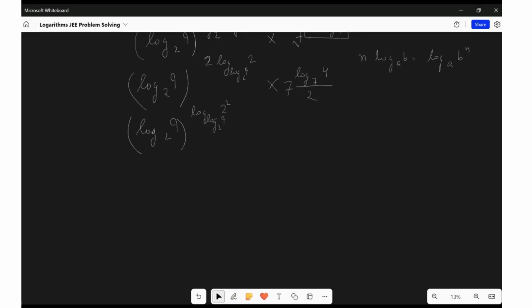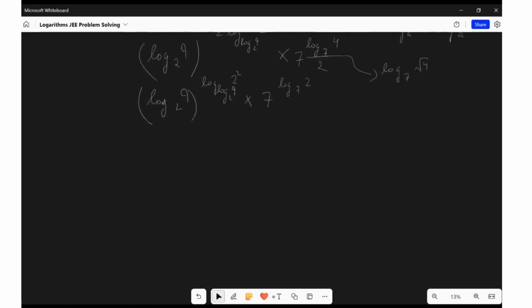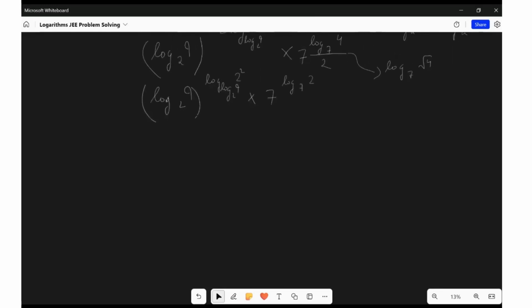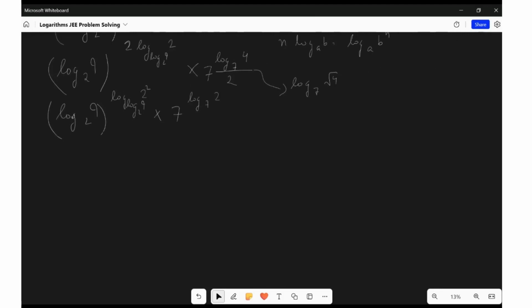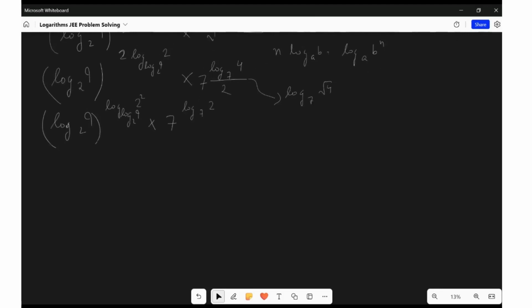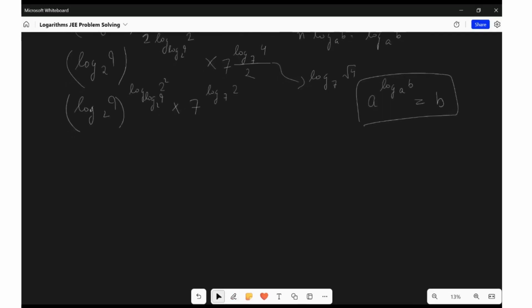Base 9 log 9 base 2 multiplied by 7 to the power log 2 base 7, since we can write this as log root 4 base 7, since half is the coefficient of this log, and we just took this half as the power of the log 4. So now here we can use one theorem which I already told you in the previous video, but I can state it once again, that if we have a to the power log b to the base a, we'll write this as b. This is the main theorem which will make our question very easy.